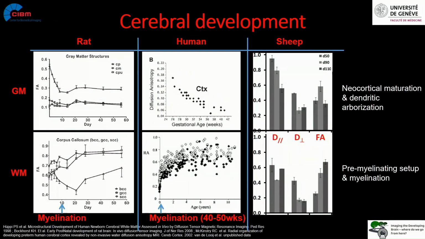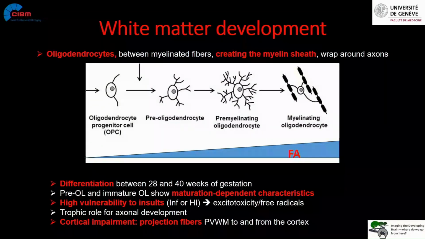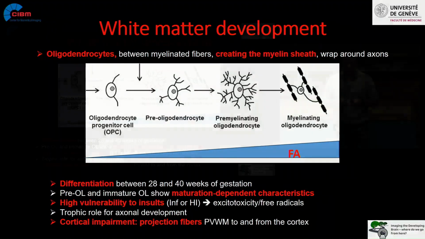And in the white matter, you have an increase of the fractional anisotropy attributed to the pre-myelinating stage first, then the myelination, because before the beginning of myelination, you have an increase of the fractional anisotropy. So during the white matter development, you have the oligodendrocytes that are situated between the fibers, and they are creating the myelin sheath by wrapping around the axons.